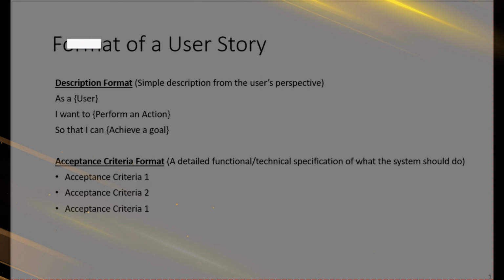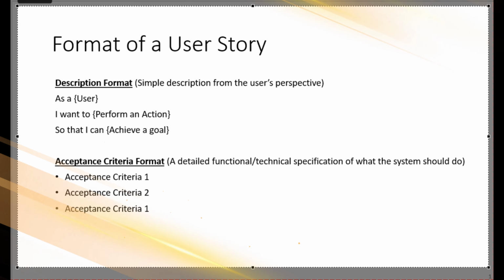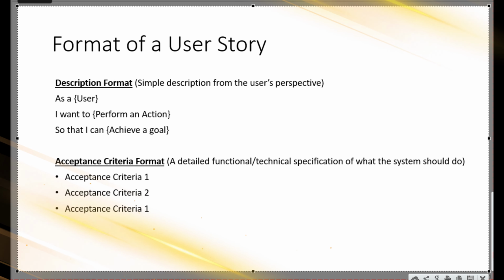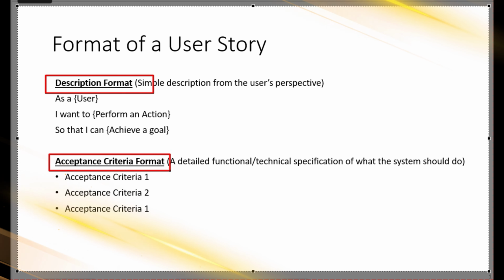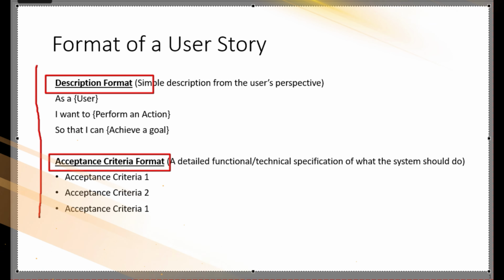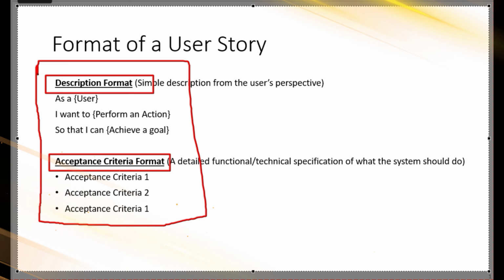When you look at the screen, you see there is a format of a particular user story. How are user stories formatted? It will have two things. Number one, a description, which is a simple description of the requirements from an end user's perspective. It will also have acceptance criteria, which is primarily a detailed functional or technical specification of what the user and system both should do. This is the format of how a user story is built. These are must-have components for a particular user story.